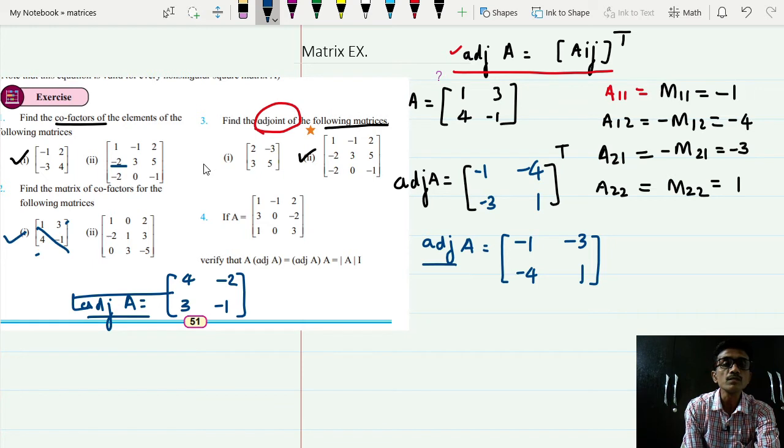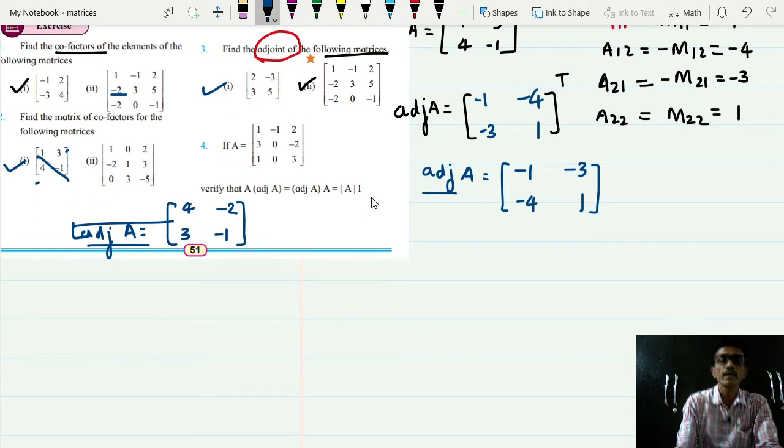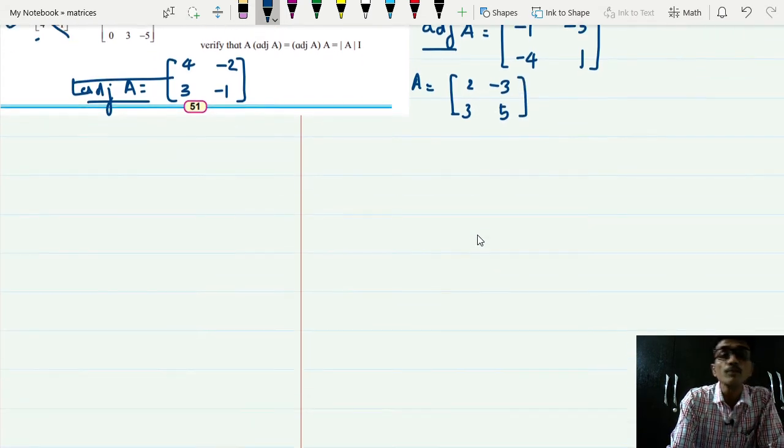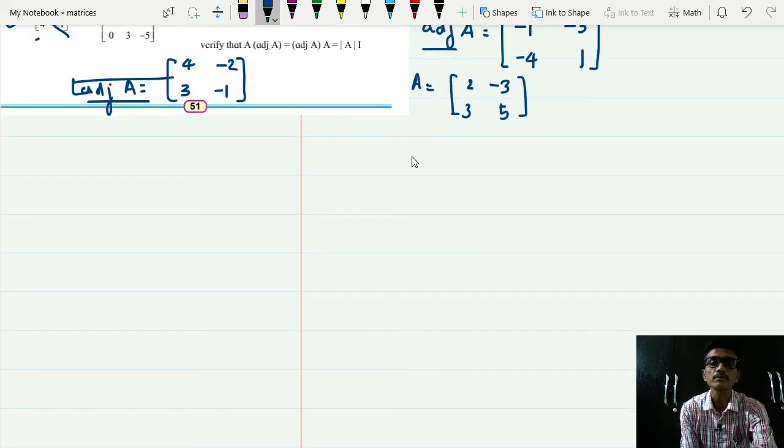Now let us find the adjoint of this matrix. So our matrix is what? Next example, A is equal to 2, -3, 3 and 5. So we find the adjoint of this matrix.